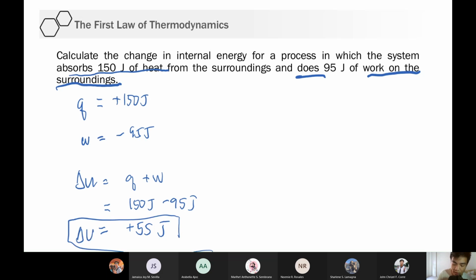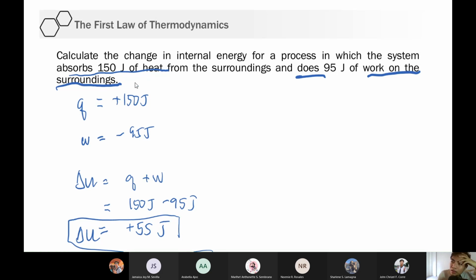So that's the delta U. Ibig sabihin, we now have a way to solve for the delta U of the system, the internal energy of the system. Alamin mo lang how much heat is produced or consumed, how much work is done, or absorbed. Alamin mo lang yung signs nila, alamin mo yung value, pag-add mo, yon delta U na agad. Ang galing, no?